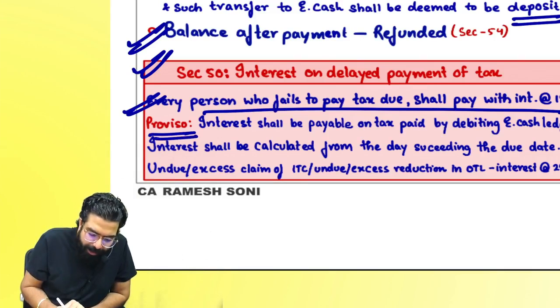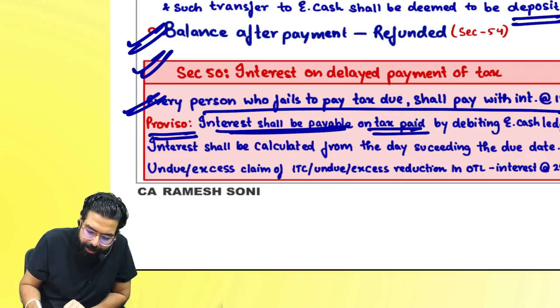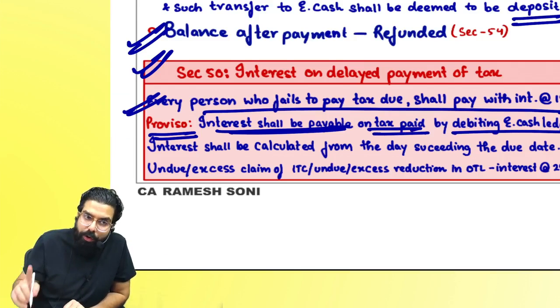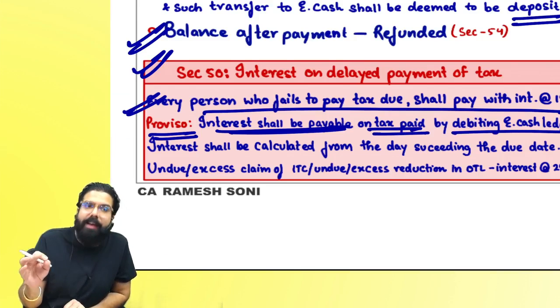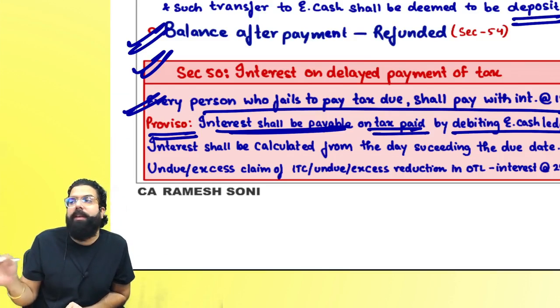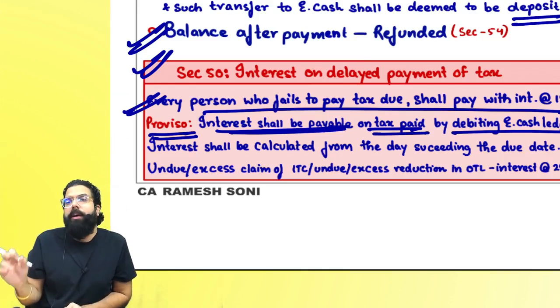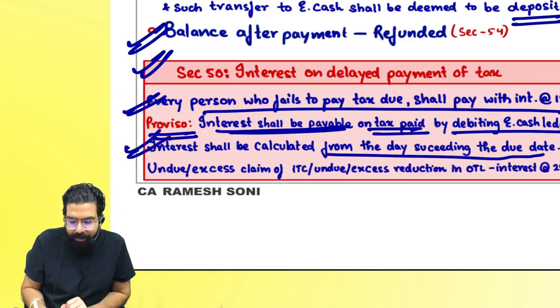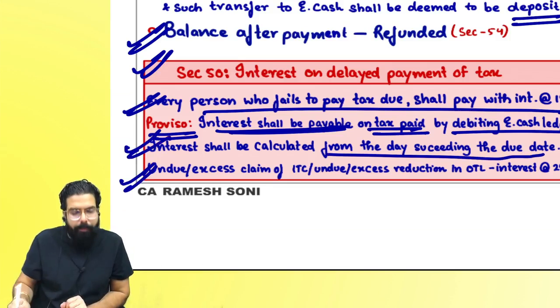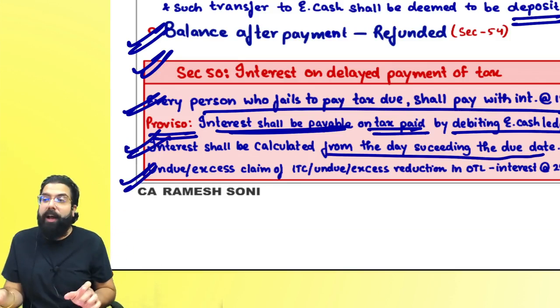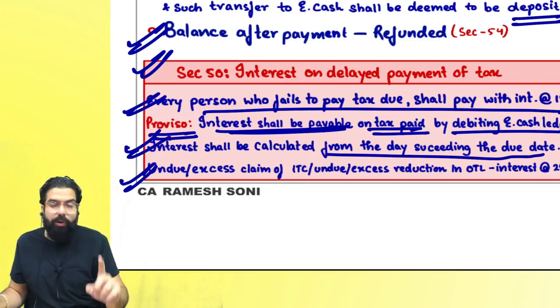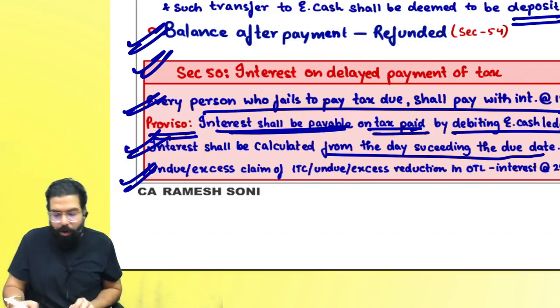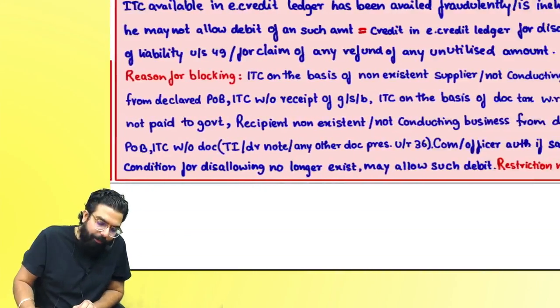Sir, every proviso: interest shall be payable on tax paid by debiting the e-cash ledger only. Whatever you are paying through your e-cash ledger, even if you have an e-cash ledger balance, doesn't matter, on that interest will come. Interest will be from the date succeeding the due date. And always remember, if you have taken extra ITC or unduly reduced your output tax liability and you are caught, you will have to pay interest at the rate of 24%.